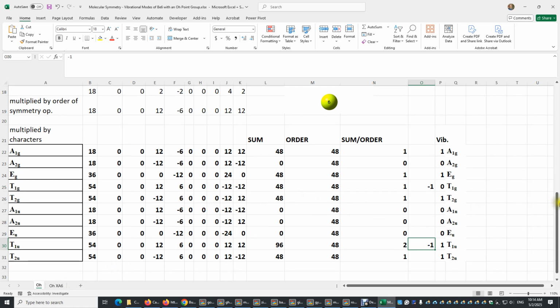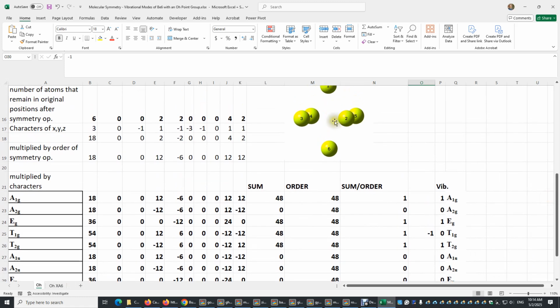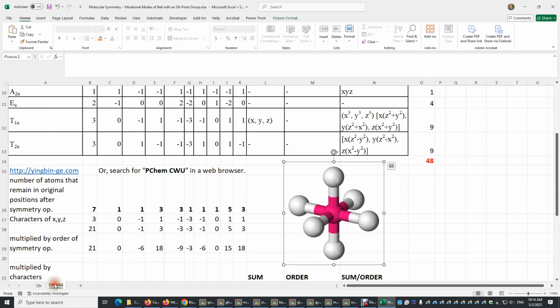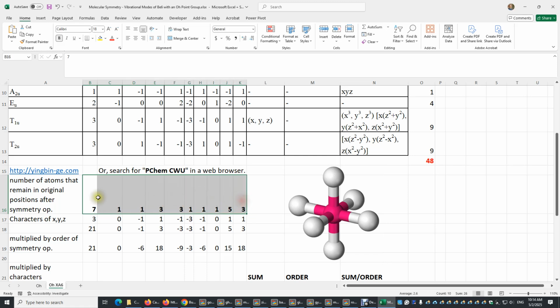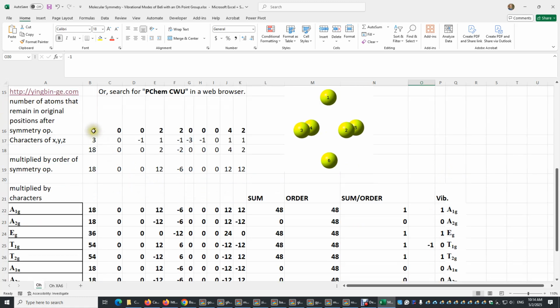Now what if we have another atom right at the center of the structure? It's pretty easy. I'm going to show you another picture over here. We have one additional atom at the center. All you need to do is change the numbers of atoms that remain in original positions after a symmetry operation. So over here, since we have an atom at the center, these 10 numbers are simply these 10 numbers plus 1.